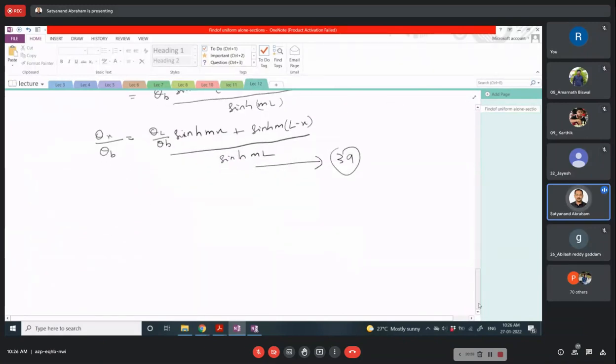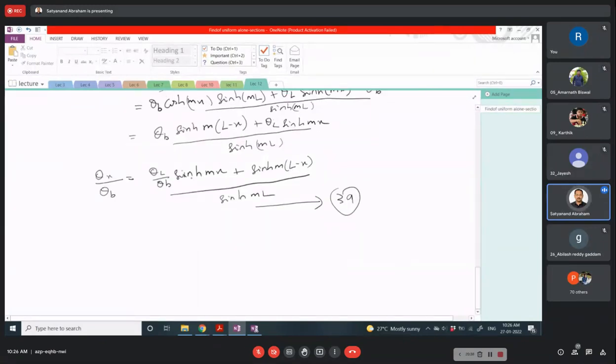And therefore you can see that it is hyperbolic, or we can also write it in terms of exponential. So it is going to vary along the length.